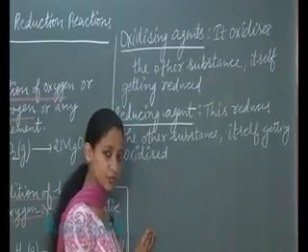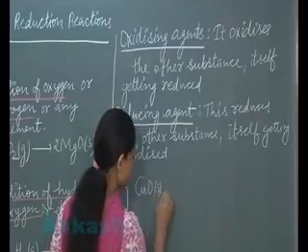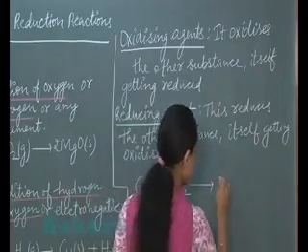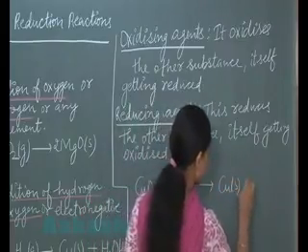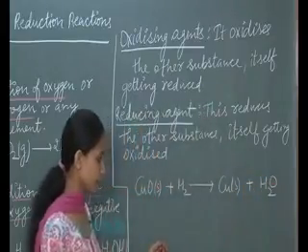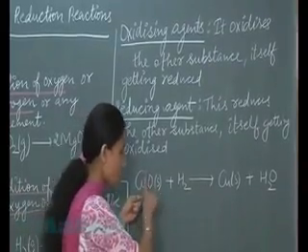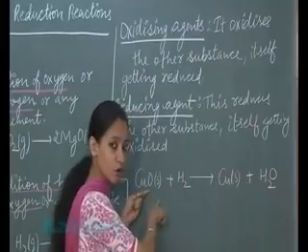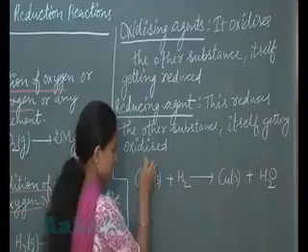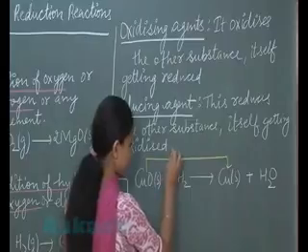Let us see an example, students. I am taking the same reaction of copper oxide with hydrogen, and the products that we get is copper metal plus water. Now students, let us see what is happening here. As I told you before, from the copper oxide, oxygen is getting removed, and removal of oxygen is the reduction reaction. So let us write what is happening here. Actually, copper oxide is getting reduced. So what is happening here? Reduction.